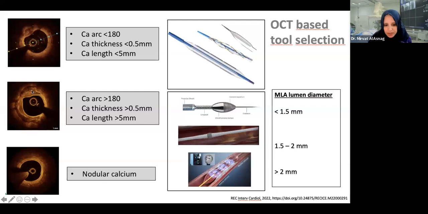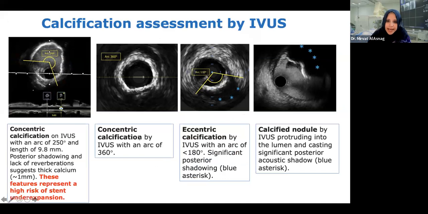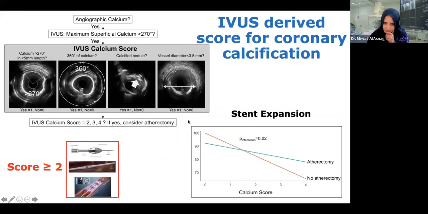Looking at this middle one, for example, you see more than a 180-degree arc of calcium. The thickness is certainly more than 0.5, and the length in that particular vessel, which you don't see here because I'm not showing you the longitudinal view. And when you look at it in terms of IVUS, it's almost the same thing. You are going to look at the arc, and the length of the lesion, and likely it's going to be slightly thicker than what you saw previously. And again, this is more nodular over here where the asterisk is.